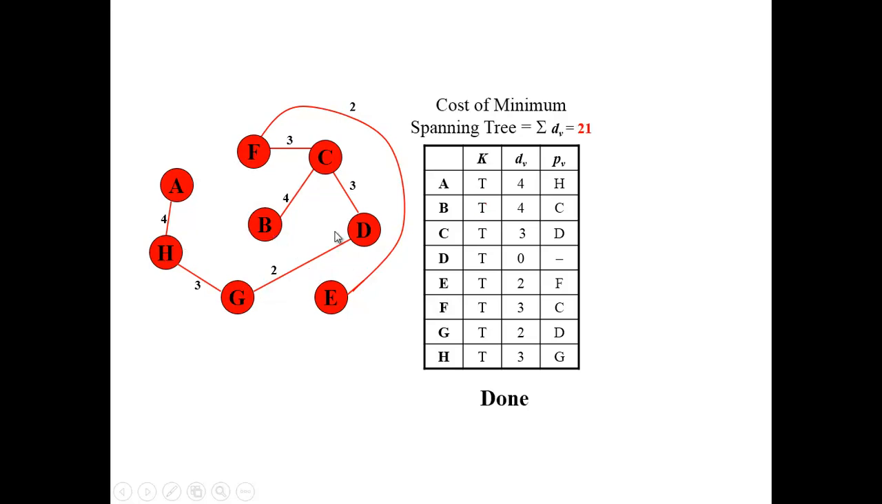In this way you can see this is the minimum spanning tree in which you visit each and every node at least once, and the total weight of edges is minimum, that is 21. You can find out the total edge weight, that is 2 plus 3 plus 3 plus 4 plus 2 plus 3 plus 4, means by adding all the weight of the edges.